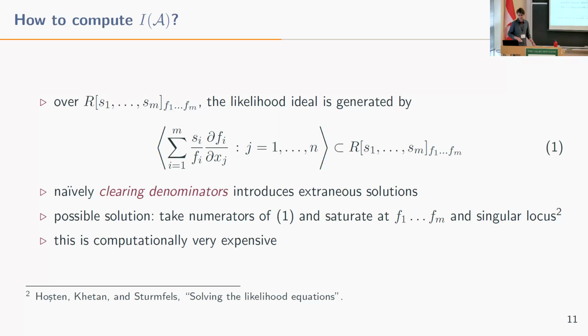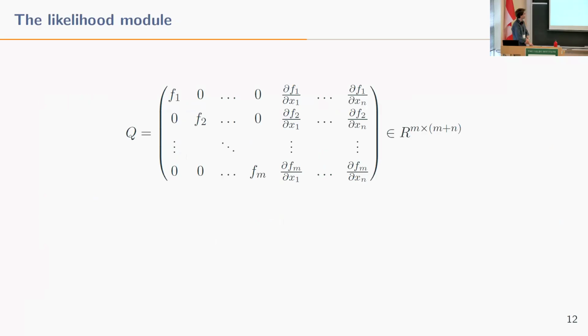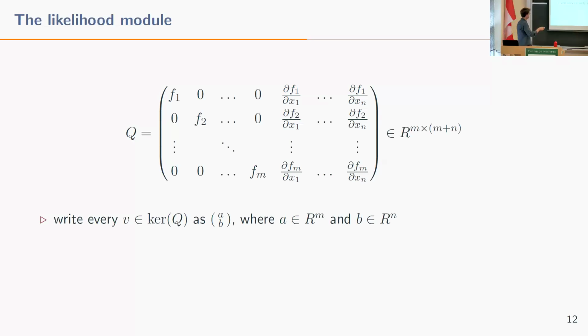So what else can we do? Now I'm going to introduce an object called the likelihood module. First I look at this matrix Q. What is this matrix Q? Well, it consists of two blocks. On the left-hand side, I have this diagonal block with the fi's on the diagonal. On the right-hand side, I have a Jacobian of these fi's. So this is an m by m plus n matrix. Now if I take an element in the kernel of this matrix, I can write it as (A, B), where A corresponds to this first block and B corresponds to the second block.